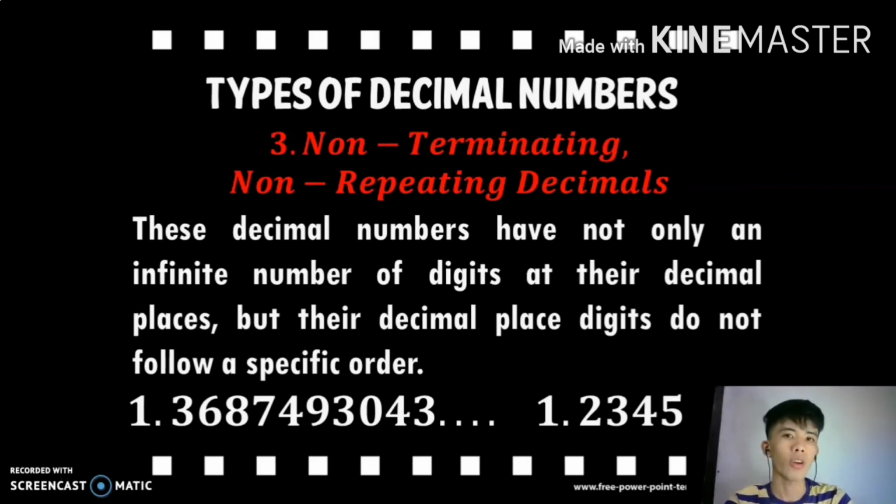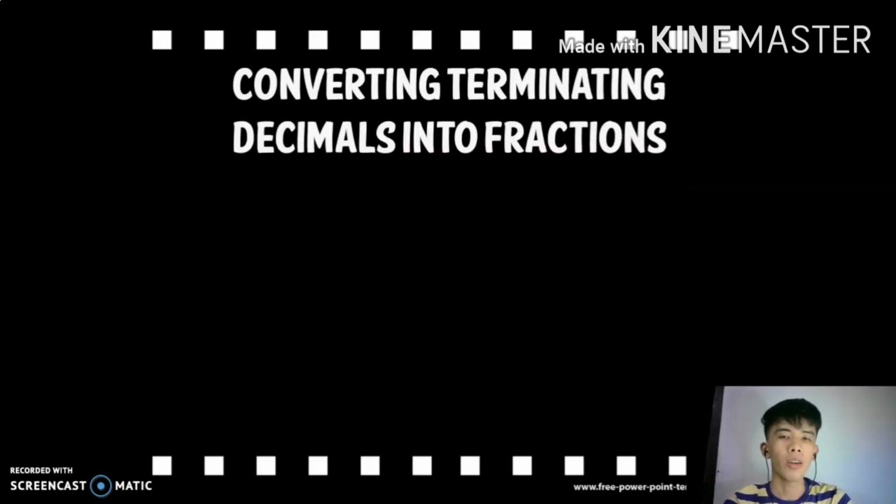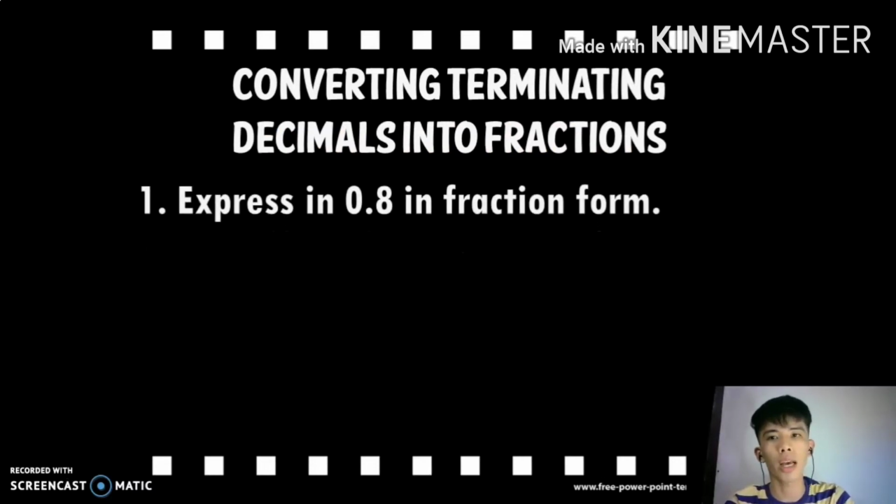Okay? So that is also non-terminating, non-repeating. Now that we know the different kinds of decimal, we can convert them easily into fractions. So, dun muna tayo sa una, yung ating terminating decimals. So, express 0.8 in fraction form.